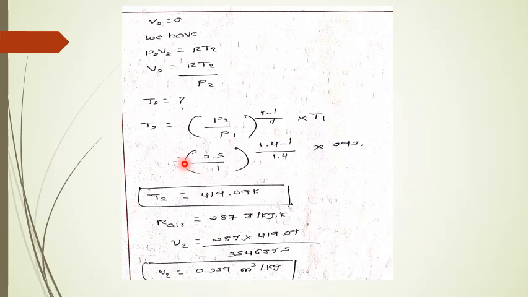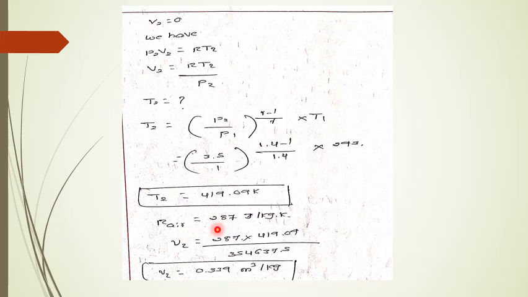Then we have P2 v2 equal to R T2, so v2 is equal to R T2 by P2. Then T2 is calculated using the relation between temperature and pressure in an adiabatic process, which we know. Then T2 is 419.09 Kelvin. Note that V1 is 0, not V2. V2 we need to find out.